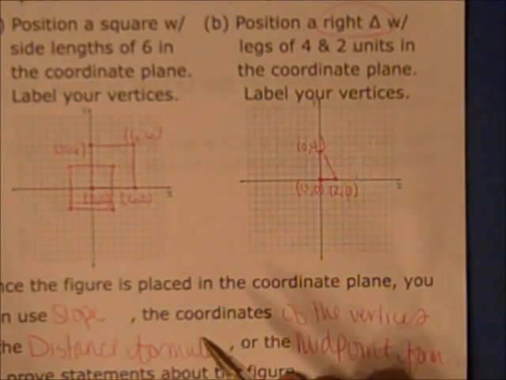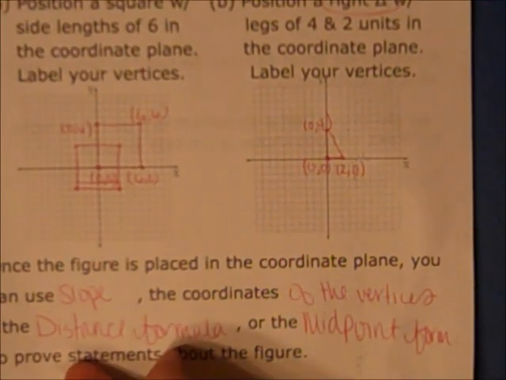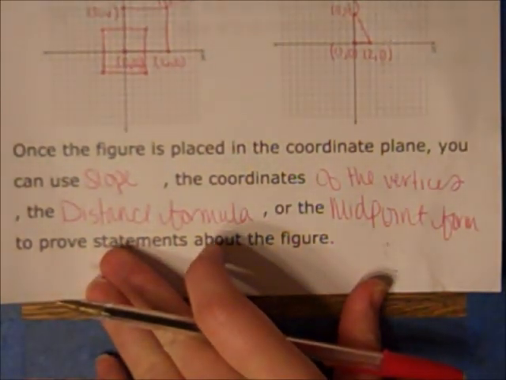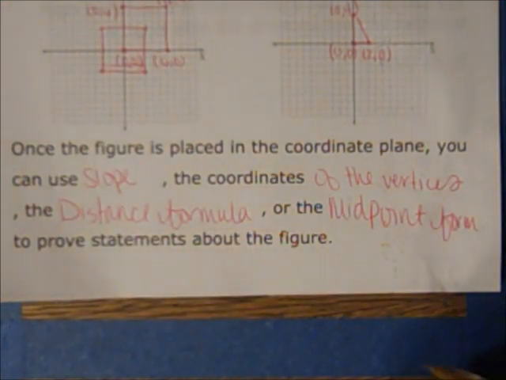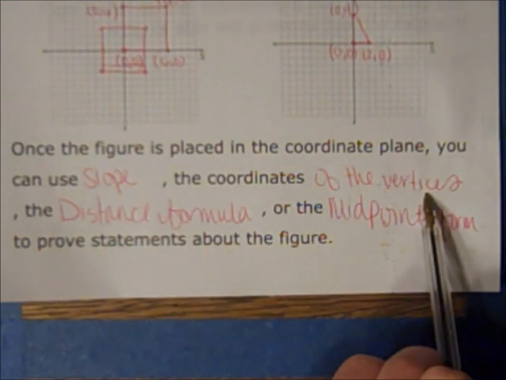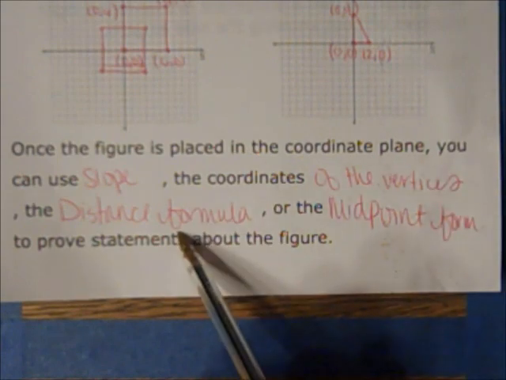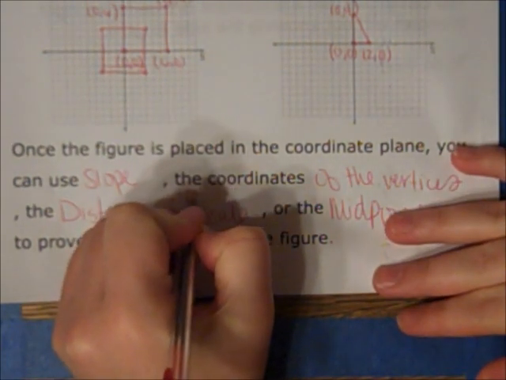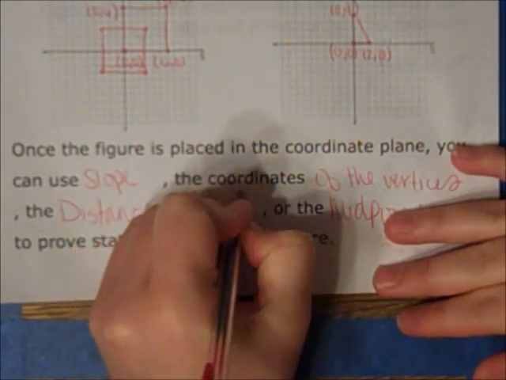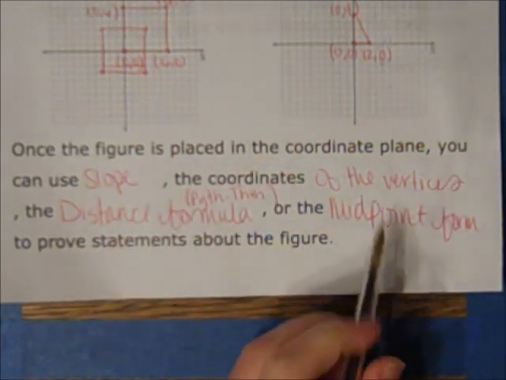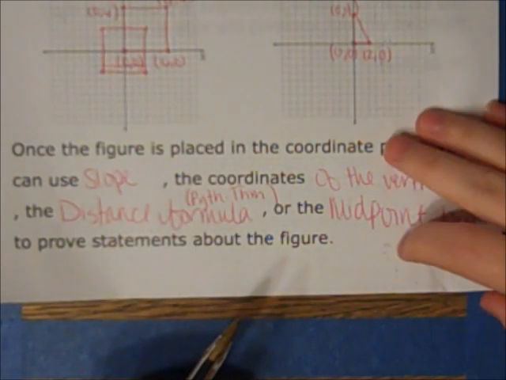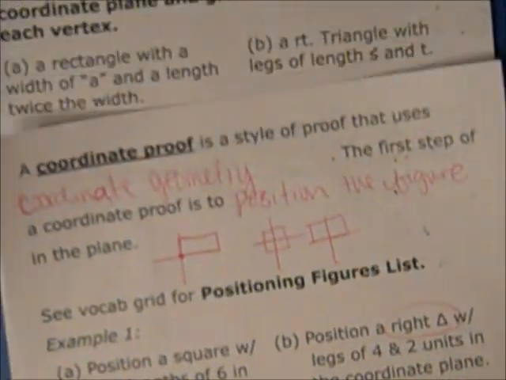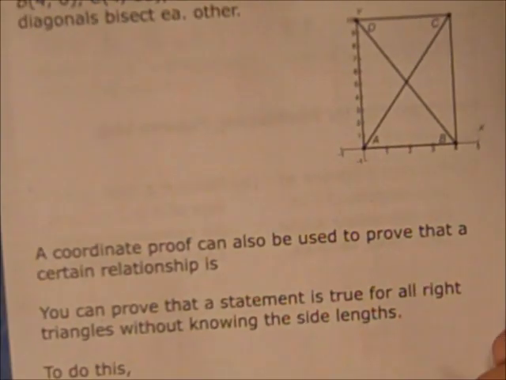Okay, any of those methods that I showed you on that list would be fine if you didn't want to use the origin. Okay, once a figure is in a coordinate plane, you can use the slope, the coordinates of the vertices, the distance formula, which we have talked about 100 times. Maybe it's easier just to use the Pythagorean theorem, or the midpoint formula to prove statements are true.